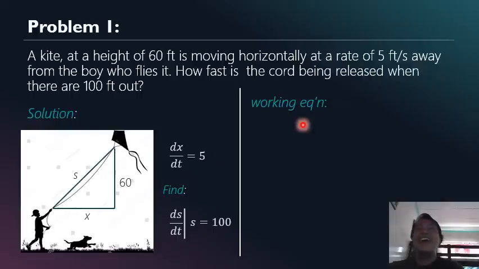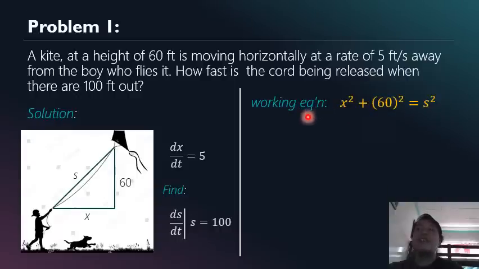Anyway, ano na ngayon ang ating working equation? Obviously, we can apply the Pythagorean theorem in this right triangle. So, applying the Pythagorean theorem, we will have x squared plus 6 squared is equal to s squared. That's it. This is now our working equation. Now, what is the next step?